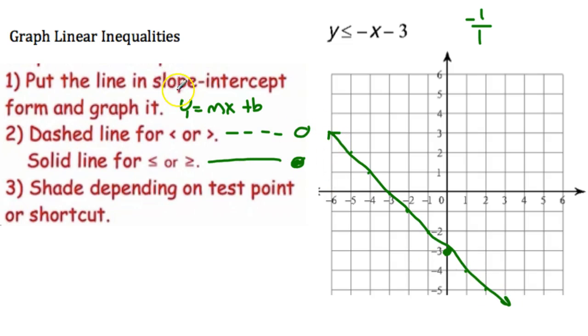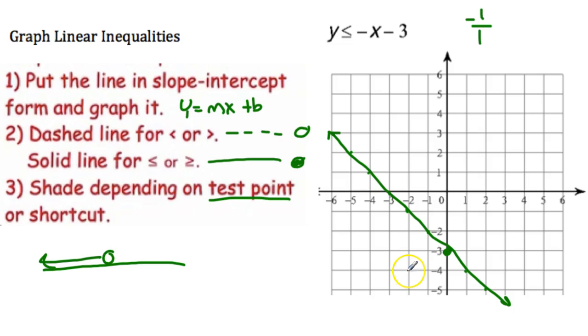Alright, third step. Shade depending on test point or shortcut. So there are 2 different ways. The first, I'm going to show you the test point. If you remember when we did the other inequalities, like if you had a number line and we pointed one direction, it's not just one number, it's a whole bunch of numbers. And when we do this, we're going to shade either above the line or below the line. And we do that by testing points.